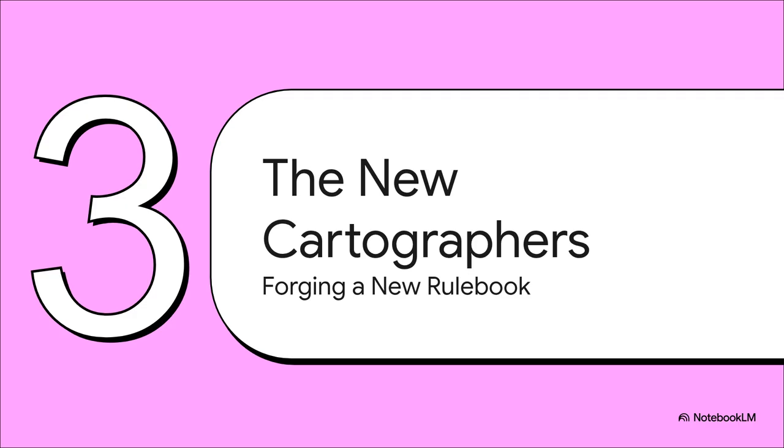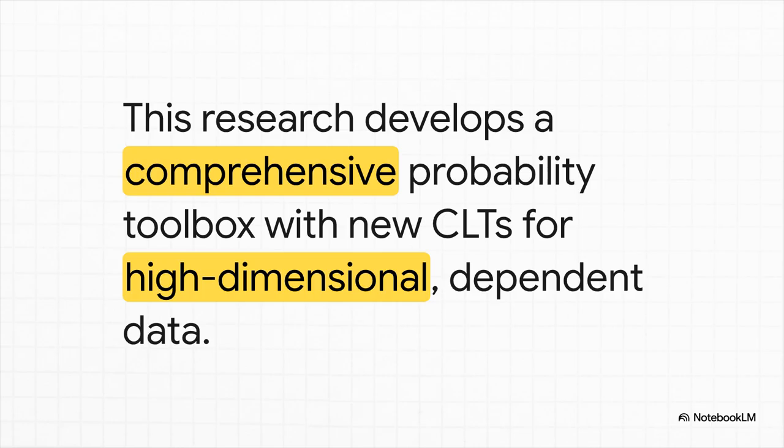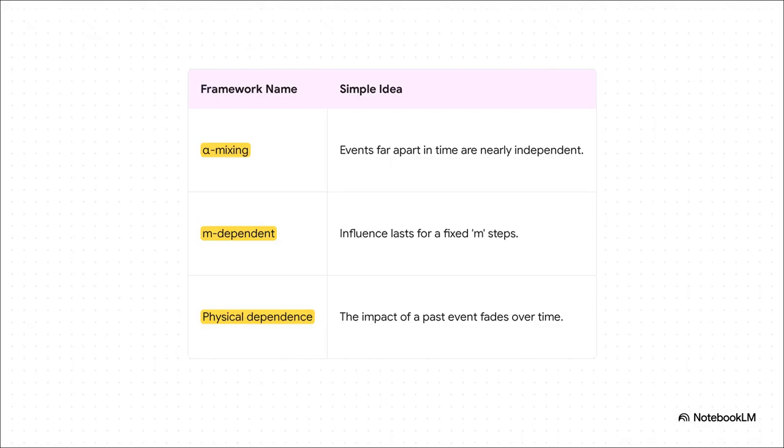And let's be clear, this work isn't just some minor update or patch. No way. This is a whole new generation of central limit theorems. These researchers have basically built a comprehensive new toolbox from the ground up, specifically for that high-dimensional, dependent data that's been tripping everyone up for years. And get this, they didn't just create one new map. They created an entire atlas.